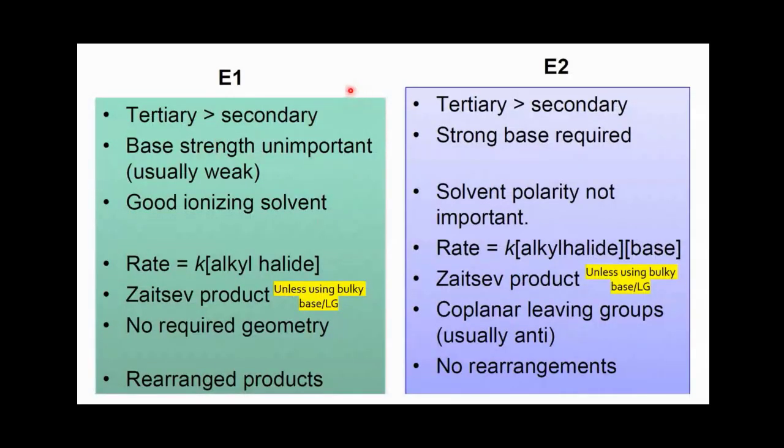All right, and here are the differences between the two. Here you need a strong base. Here you just need a base really.